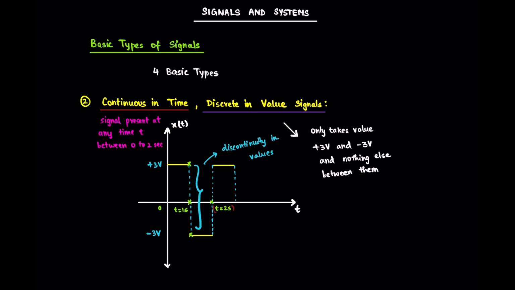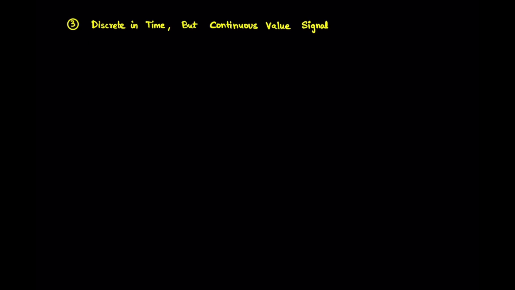Overall, this signal is a typical example of a continuous in time but discrete in value signal. The next type of signal which we are going to see is discrete in time but continuous in value signal. Before we talk about this discrete in time signal, I would like to give you a brief introduction to how this discrete in time signal came. First, you have to take a continuous time signal.